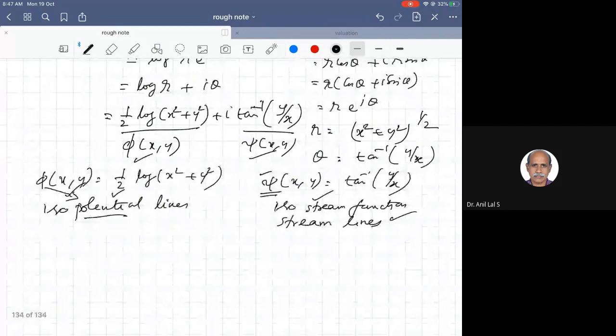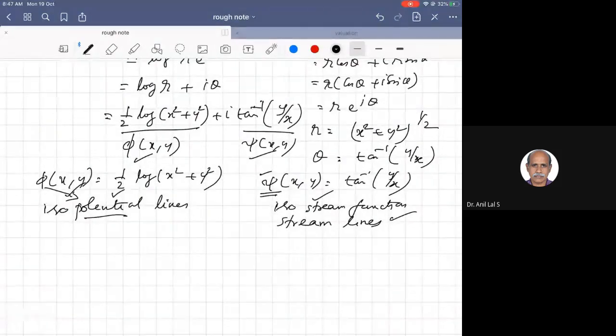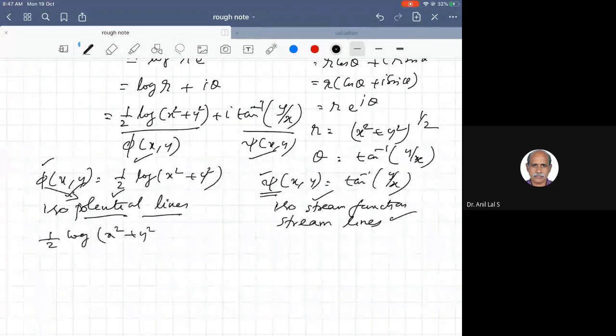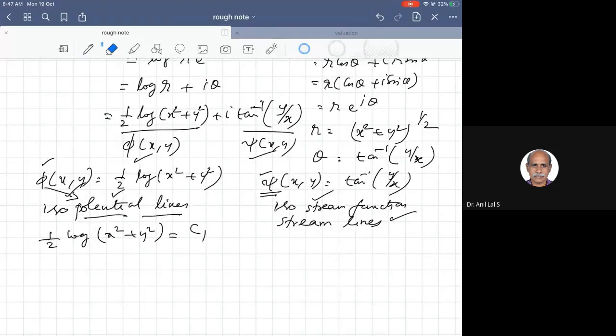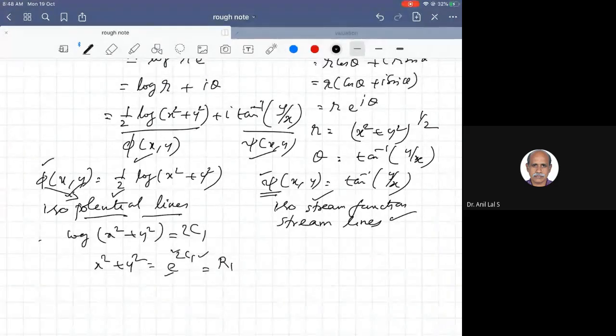Now, how to draw an isopotential line? You give a constant value for phi. So half into logarithm of x squared plus y squared is equal to a constant c1. Then log of x squared plus y squared is equal to 2c1, so x squared plus y squared is equal to e raised to 2c1. Where c1 is a constant, 2 is a constant, and e raised to that is again a constant, take it as r1 squared.